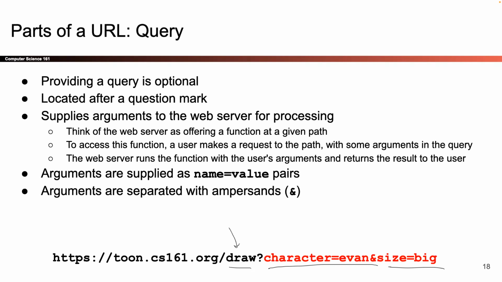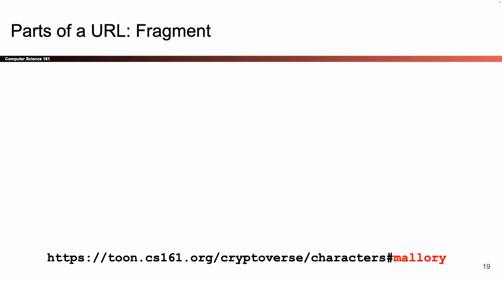And again, modern web servers can do whatever they want with the query. They don't have to run computation. But when you're first seeing a query for the first time, it's a nice way to think about it. It's like passing arguments into a function that's sitting on someone else's computer. Okay, a really quick syntax note: we use ampersands to separate them. So now you know. Okay. So I think this might be the last part of a URL.